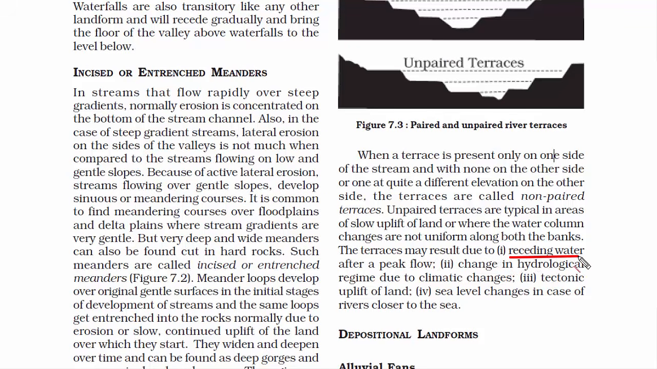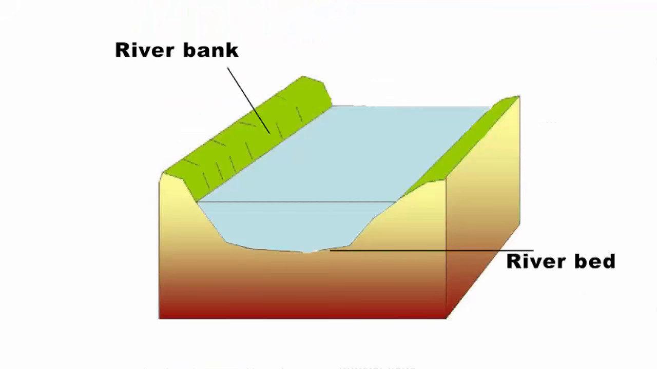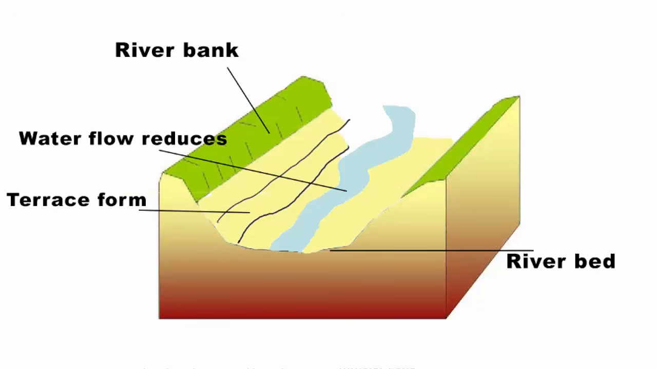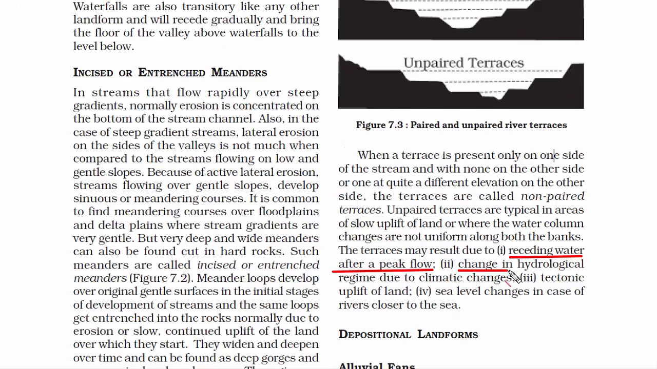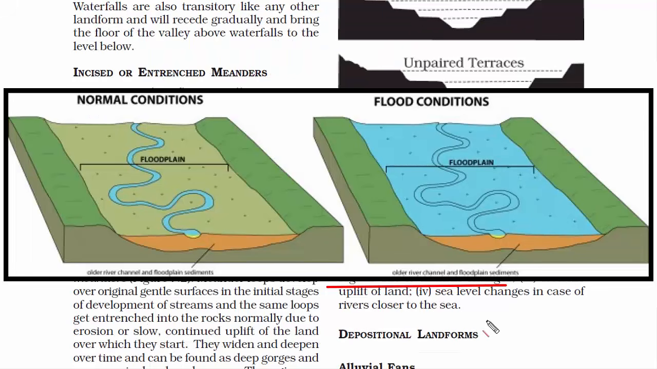Some of them are, number one, receding water after a peak flow, when there is a lot of water flowing and all of a sudden the volume of the water decreases. The river channel becomes narrow, and due to that, narrow gully formation takes place. As a result, we can see terrace formation. The second one is change in hydrological regime due to climate changes. Now with regards to climate change, there's always a concern about increase in ocean water, and that can cause flood, which in turn will cause unpaired terraces.